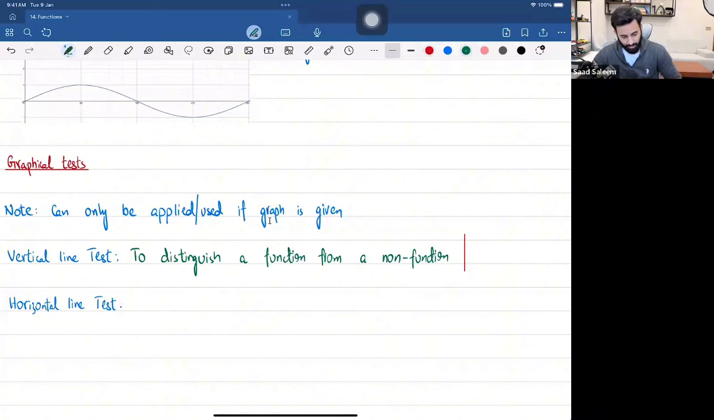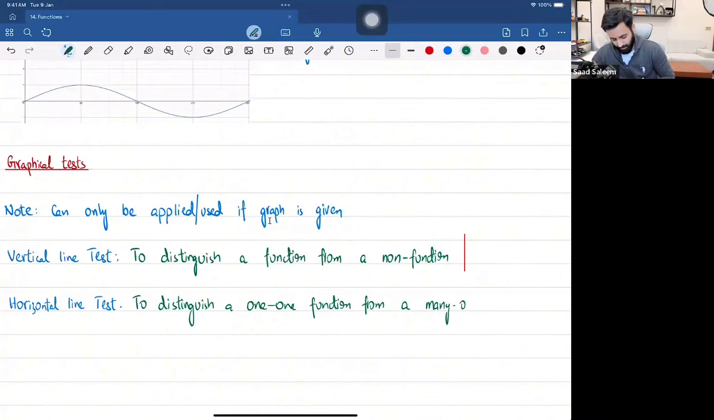Then a horizontal line test is to basically distinguish a one-to-one function from a many-to-one function. Okay, so that's what the horizontal line test is for. It's to distinguish a one-to-one function from a many-to-one function, and this is what a horizontal line looks like.